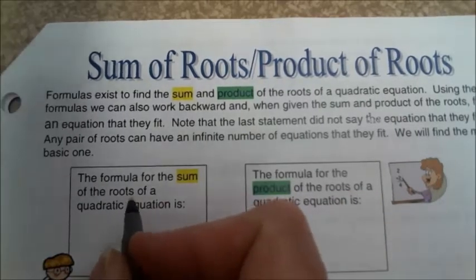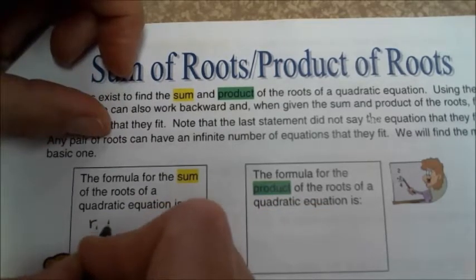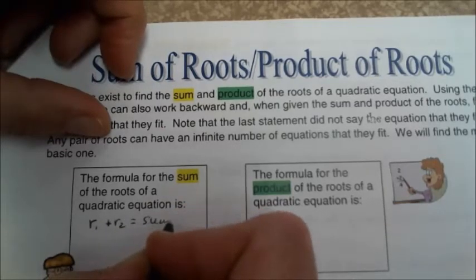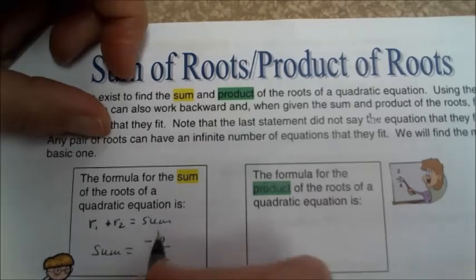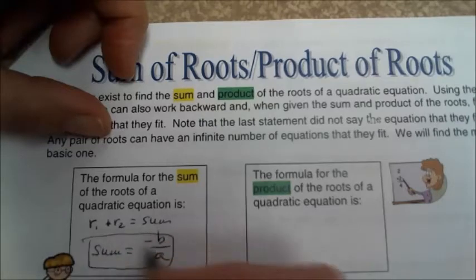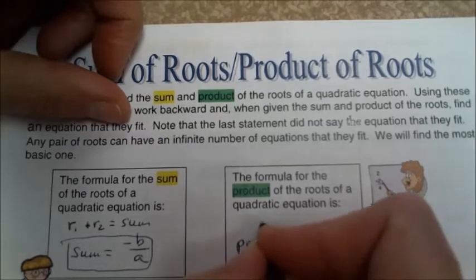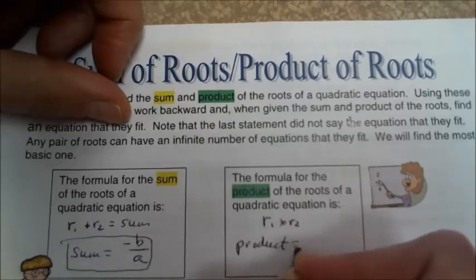So there's a formula for the sum of the roots. The sum of the roots, sometimes we write them as the root 1 plus the root 2. That means sum, add them up. And so the sum of the roots is equal to negative b over a. X equals negative b all over a. That's the sum of the roots. And the product of the roots has its own formula, and that's R1 times R2.